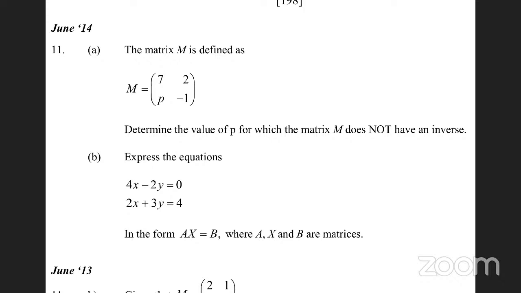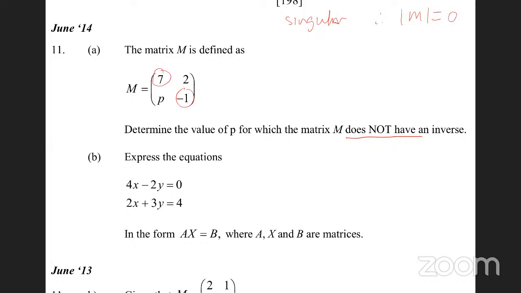Right, so if you look here, first thing first, they told us that the matrix does not have an inverse. What does that mean? If it doesn't have an inverse, the matrix is what? Singular. Right, correct, it is singular. The matrix is singular, therefore the determinant is 0. Right, so how do we find the determinant?